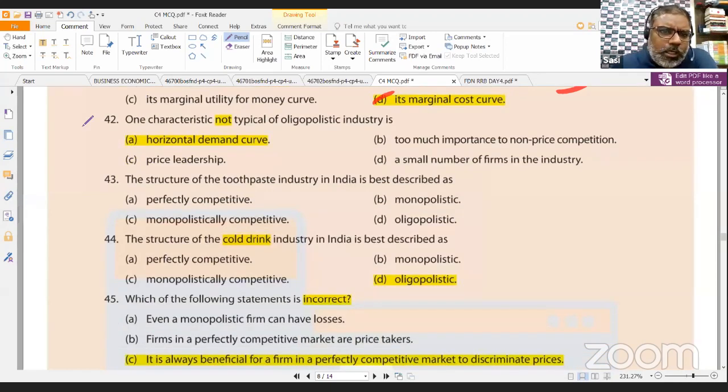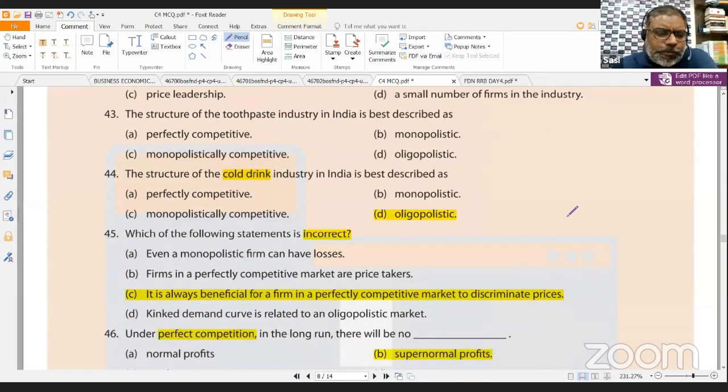Direct question. Then one characteristic not typical of an oligopolistic industry is a horizontal demand curve. No, oligopoly does not have a horizontal demand curve. Which will have a horizontal demand curve? Perfectly competitive firms have a horizontal demand curve. Oligopoly will have other things. There may be too much importance to non-price competition. Price leadership could be there. And a small number of firms will be there in the industry in oligopoly, but not a horizontal demand curve for sure. So A is the correct answer for the 42nd question.